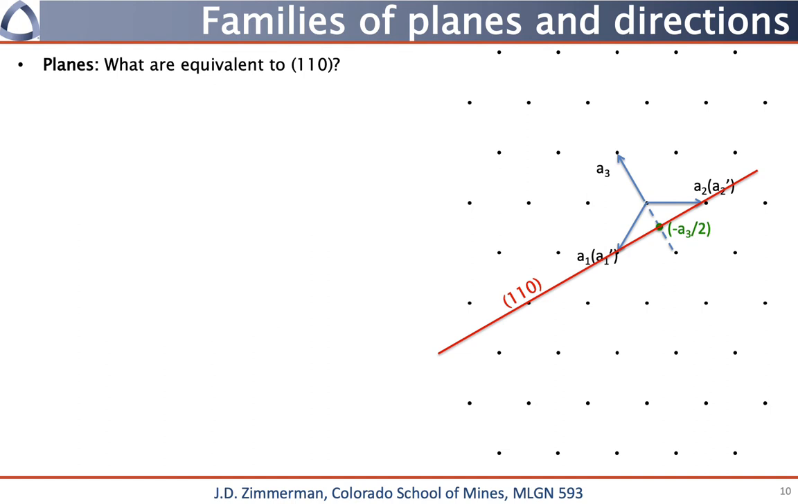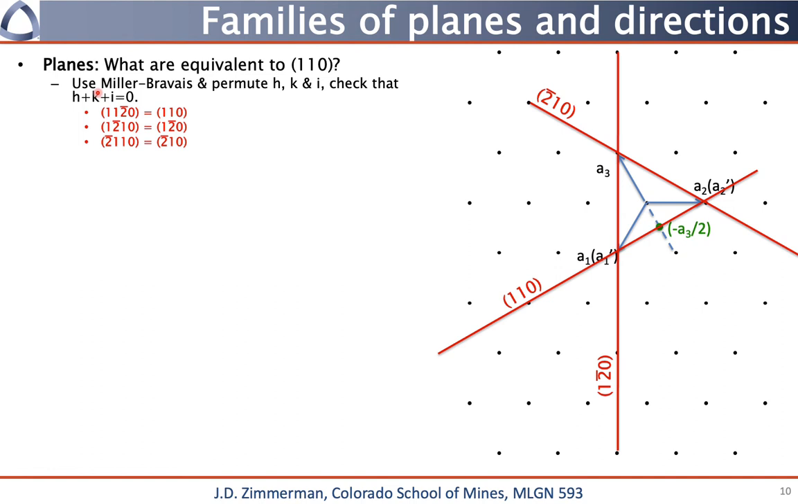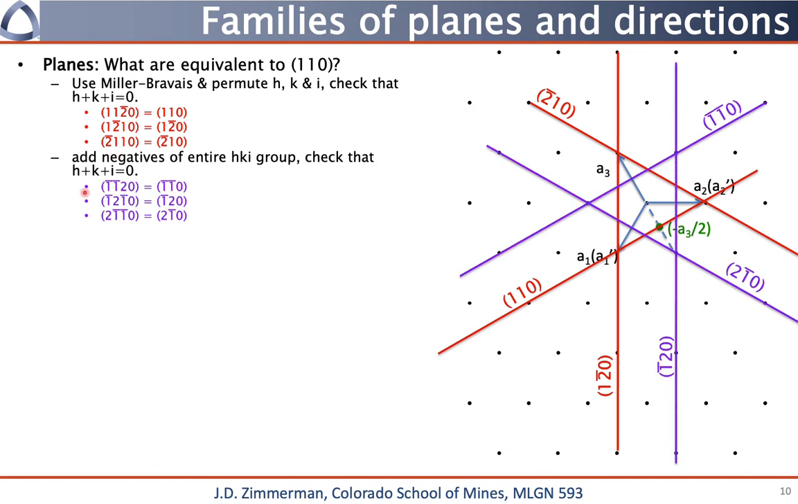Now I want to talk about how we use this notation to identify members of a family. For planes, all we do is use Miller-Bravais notation and permute the h, k, and i, and we make sure that h, k, and i add to 0. So if you have the 1, 1, 2 bar, 0 plane, we permute these first three indexes. We can put this 2 bar in any of those locations, and those are our three members of the family. Now, we could also take the negative of these first three indexes. The first three that we took are given in red here, and the second are purple.